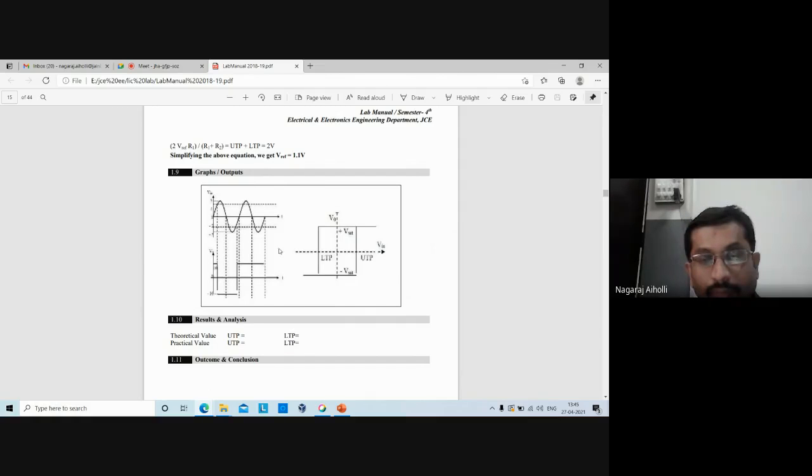The other waveform, this diagram you are seeing, is called the hysteresis band or the hysteresis diagram. Here we are plotting the output voltage versus the input voltage. We have the UTP, LTP, positive saturation voltage, and negative saturation voltage. The combination of all these produces what is called the hysteresis band or the hysteresis diagram.